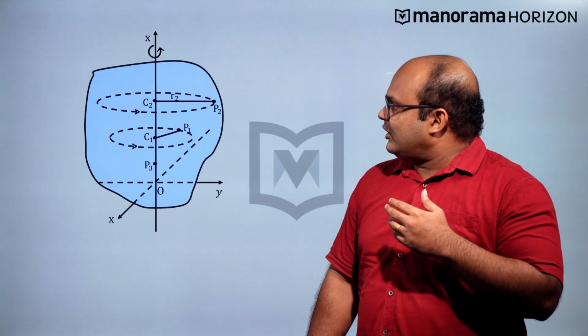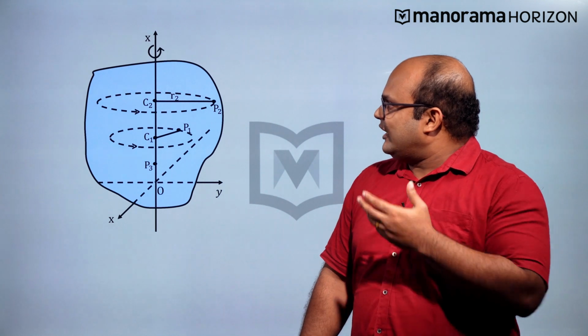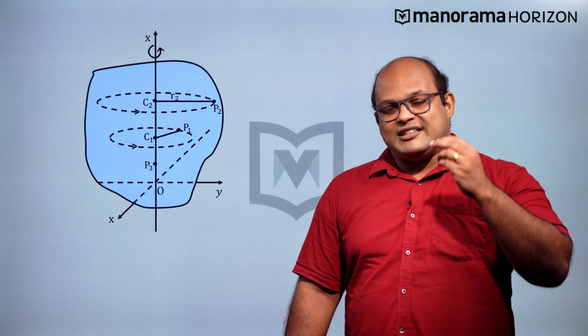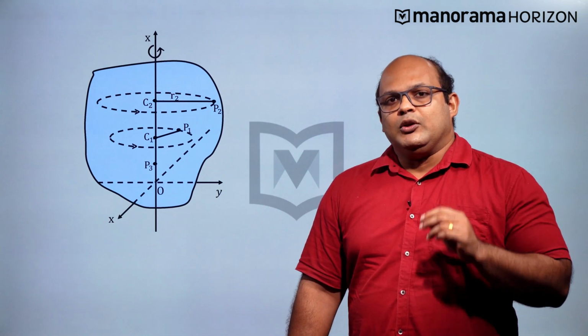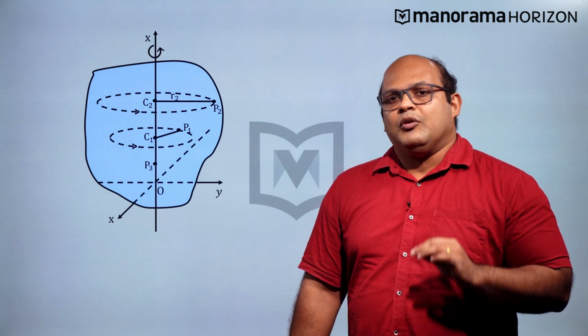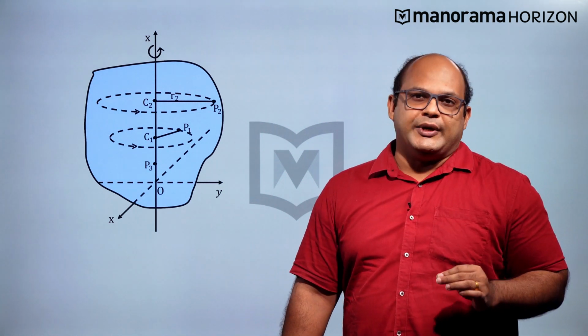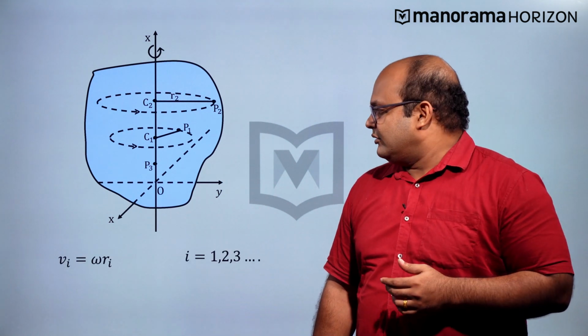So here we have a collection of particles. We have P1, which is at some distance from the center. We have P2, which is at a greater distance from the center. And we also have P3, which is exactly at the center, the axis of rotation. What effect will the location of these particles have on the rotational speed or the angular speed and the linear velocity of these particles?